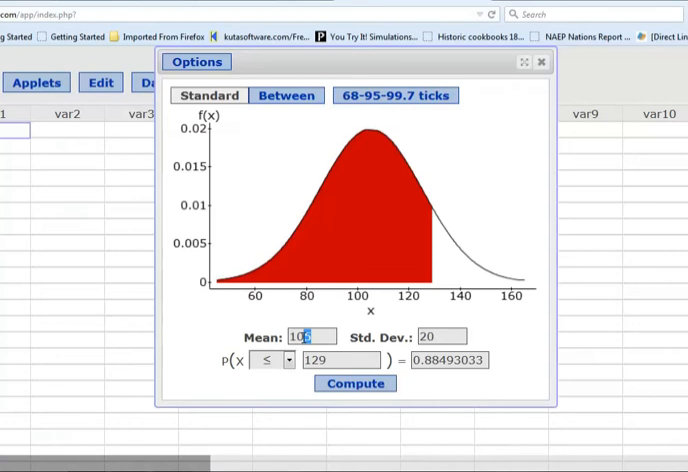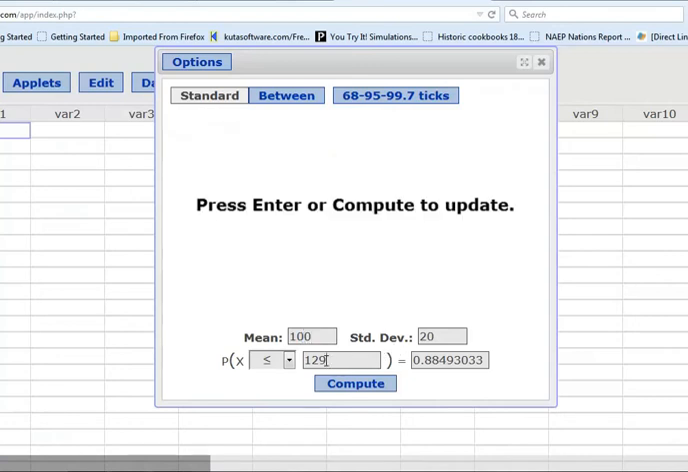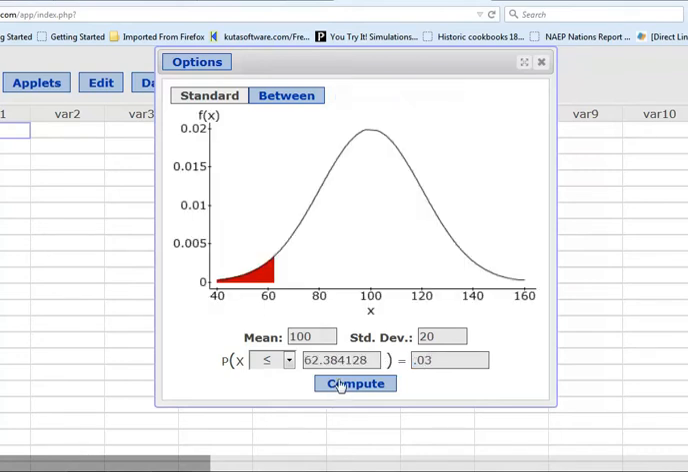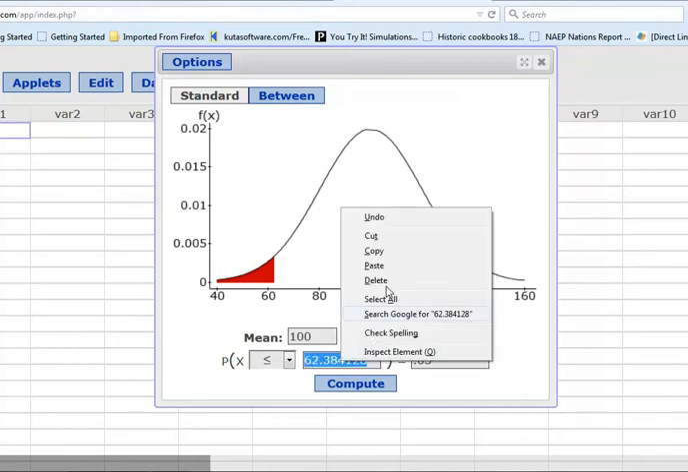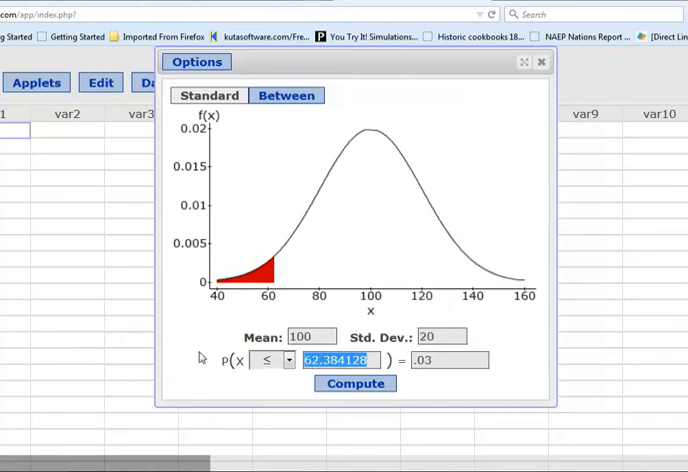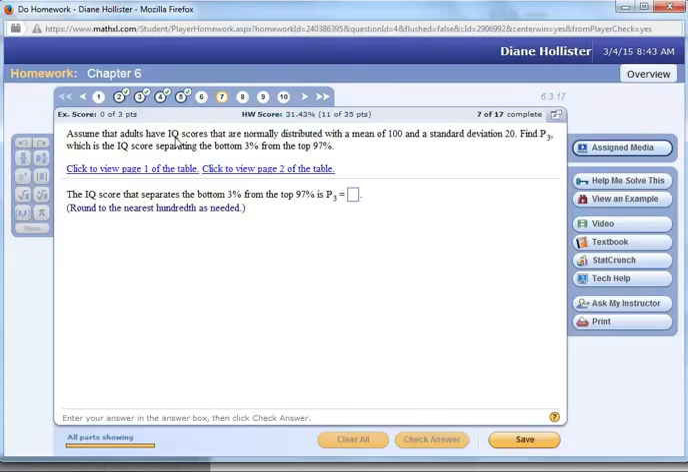So we want to come back in here, be careful to check those values. And we want to find the bottom 3%. So we're going to put 0.03. And we'll notice the bottom 3% is shaded. So any IQ score below 62.38. Again, we're going to round off to the nearest hundredth in this particular case, and we have the correct answer.